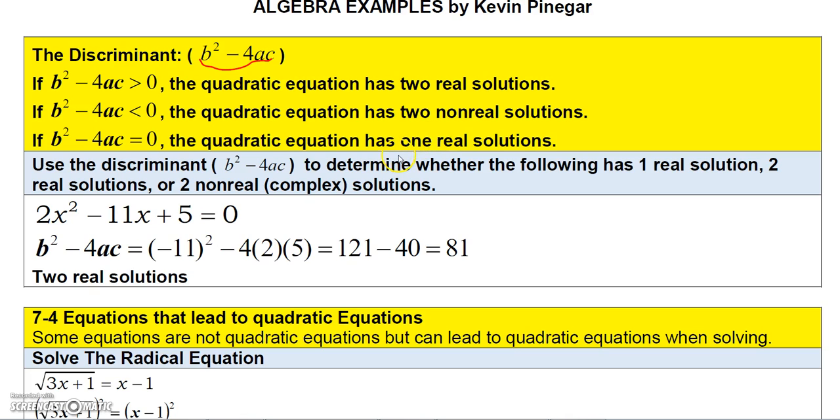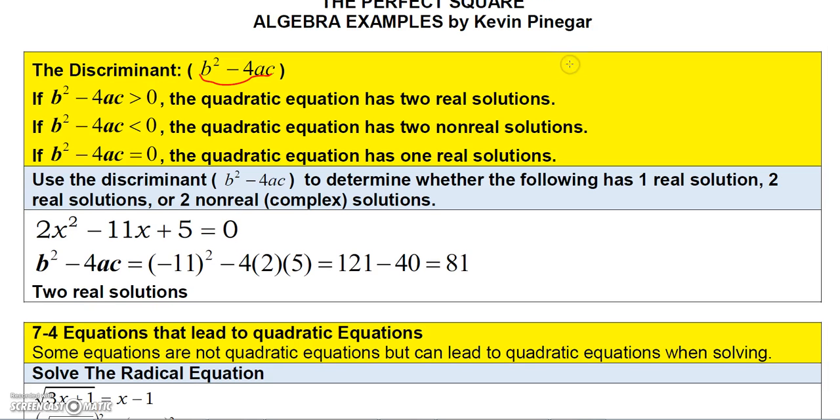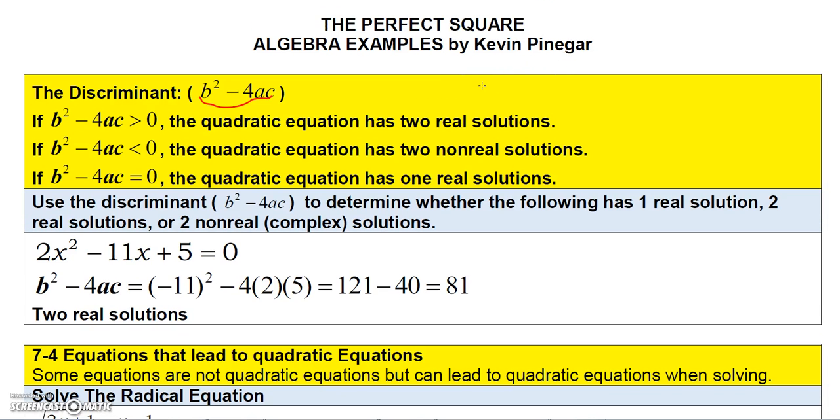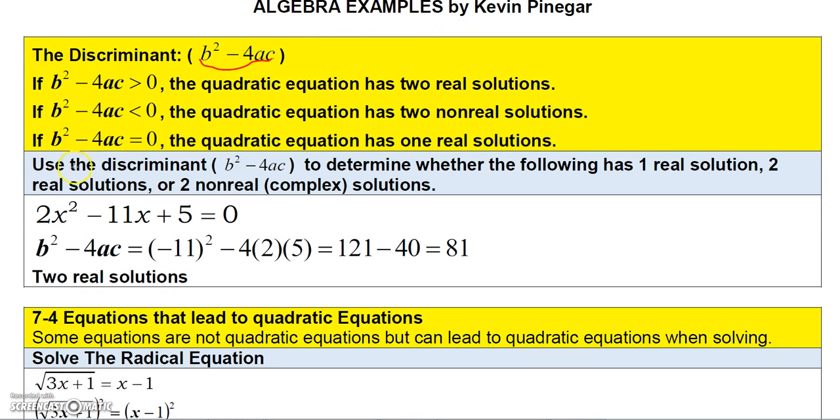So let me show you how to use the discriminant. I'm just going to do one example. I'll show you how you can look at the discriminant and kind of get the nature of the solution. Okay, so if we took this problem, 2x squared minus 11x plus 5. Well, we know that a is 2, we know that b is negative 11, and we know that c is 5. So when we do this problem, we have b squared, which would be negative 11 squared. We're trying to find the discriminant, so we do b squared, and then we do minus 4ac, so minus 4 times 2 times 5.